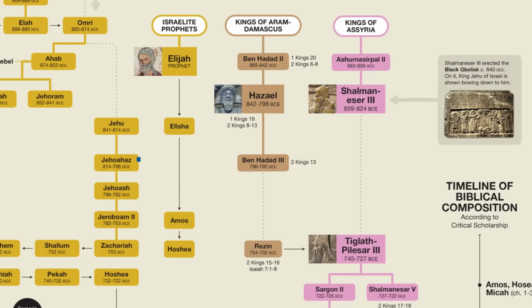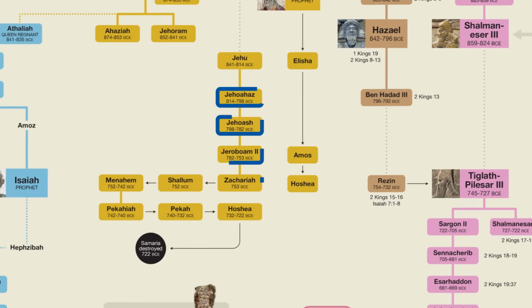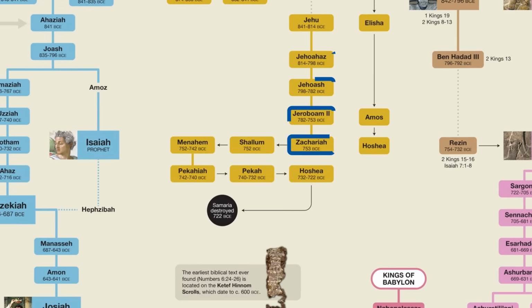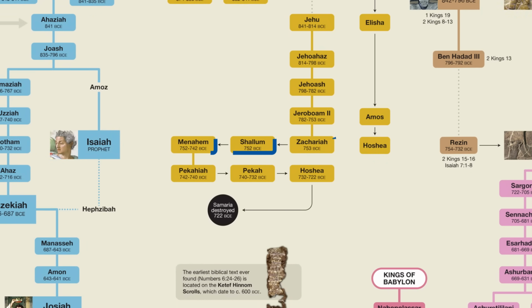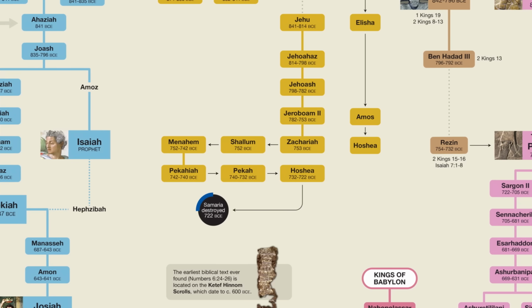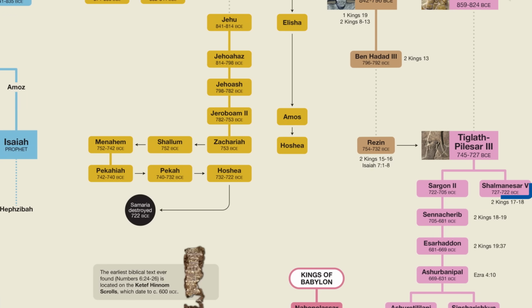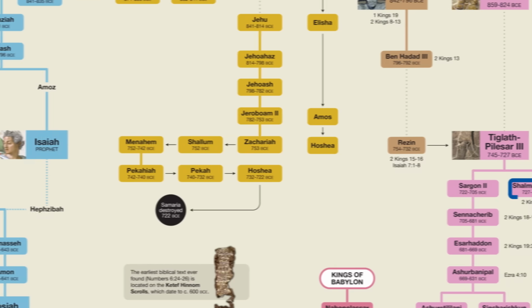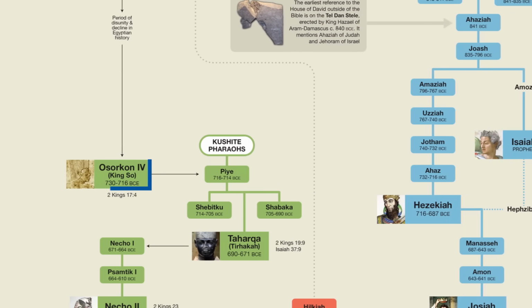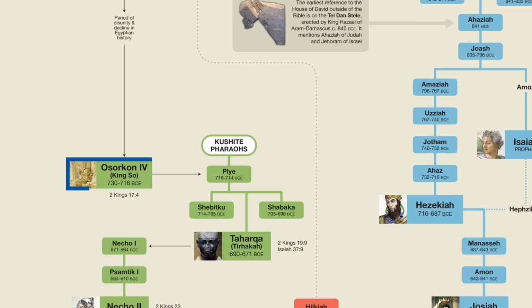Jehu is followed by 4 of his descendants before things start to go downhill. There's a series of 5 final rulers before Samaria is completely destroyed in 722 by the Assyrians. According to the Bible, it is King Shalmaneser V who conquers them. It also mentions a King So of Egypt, who reigns around the same time. This is almost certainly Osorkon IV, the last pharaoh of the 22nd dynasty, who rules just before the Cushite pharaohs take over.